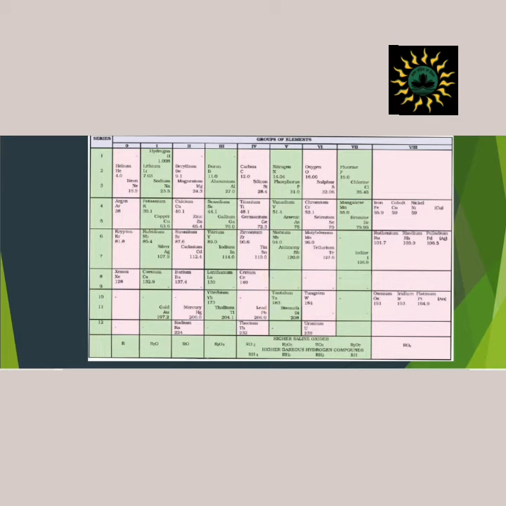Now, the second point is the prediction of new elements and their properties. For example, after aluminium, gallium was not known at the time of Mendeleev's periodic table. He showed a gap and named the element eka-aluminium. He predicted every property: atomic mass, density, melting point. These properties could be predicted correctly.